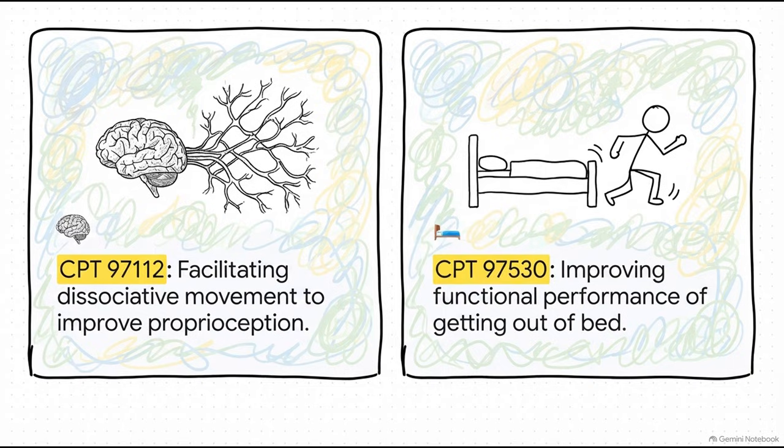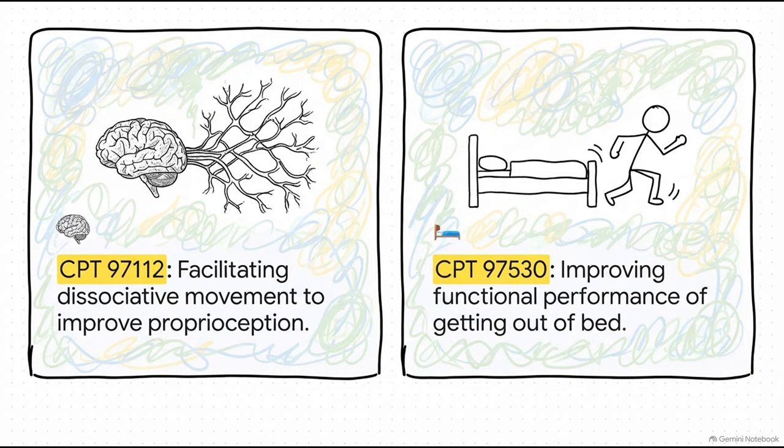But if you have that same patient doing the exact same movement on that exact same Swiss ball, but your documented goal is to improve their functional ability to get out of bed, you're now using dynamic activities to improve functional performance. Because of that, you have to bill CPT 97530, therapeutic activities. The physical action might look identical to anyone watching, but your documented clinical intent changes the billing code completely.